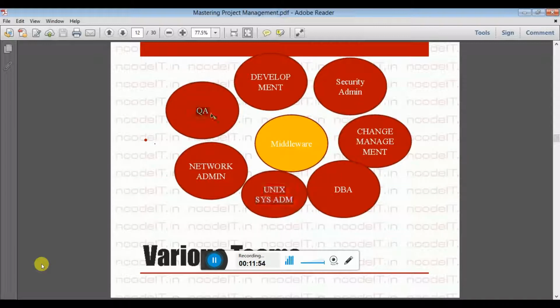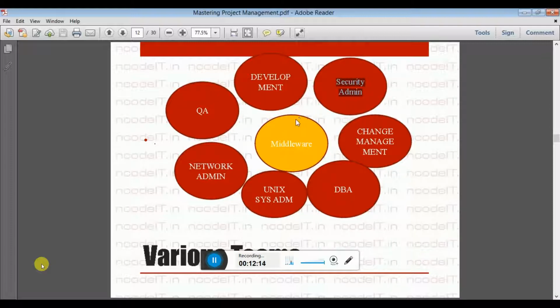Whereas QA, development, DBA and change management team, these four teams you will come across very frequently. Means on a daily basis you are working with them. Security again is case-to-case basis. Unless there is a problem, you won't come across them again. But these are the various teams you will be coming across.